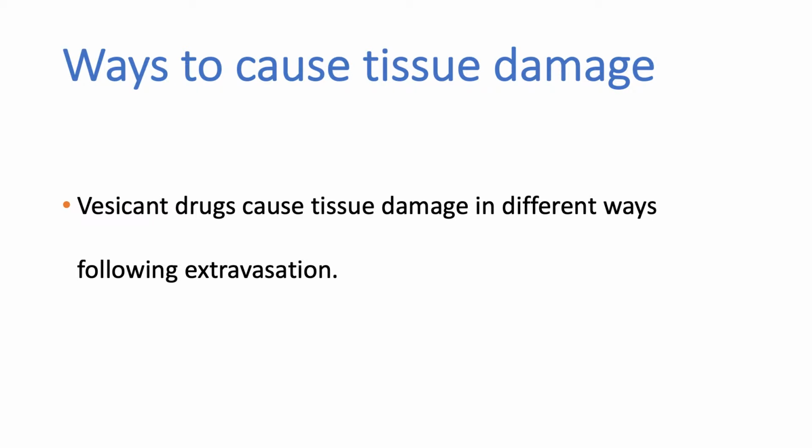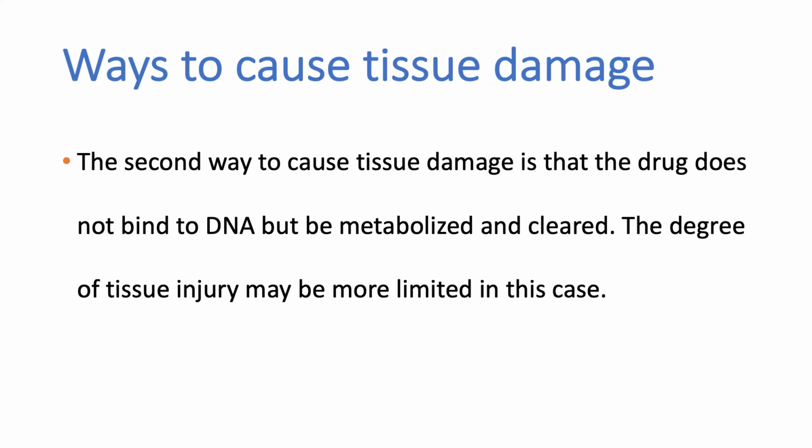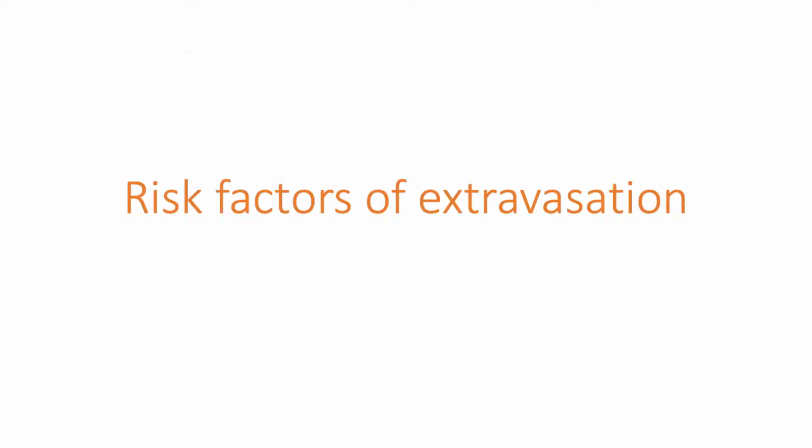How do vesicant drugs cause tissue damage? Vesicant drugs cause tissue damage in different ways following extravasation. Firstly, the drug is absorbed by local cells and binds to critical structures such as DNA and microtubules, causing cell death. After cell lysis, surrounding cells may also die due to the release of the drug from the nearby dead cells. The process may result in progressive and chronic tissue injury. The second way is that the drug does not bind to the DNA, but is metabolized and cleared. The degree of tissue injury may be more limited in this case.